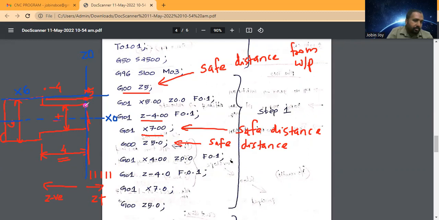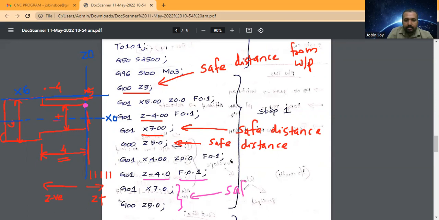So this is Z0 and this line represents X4, and feed is 0.1. Then from this point, what about the Z value? Z value is 4. So I will enter Z minus 4 and feed 0.1. Okay. And finally, this is the safe distance.